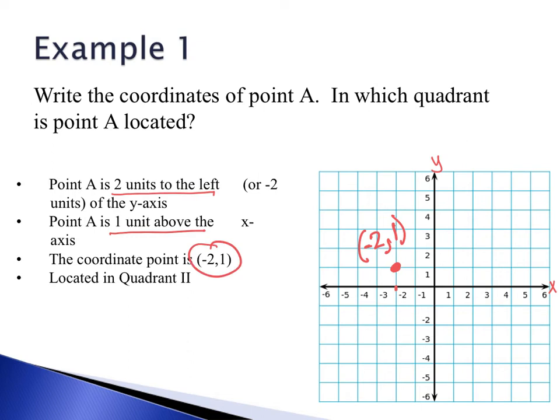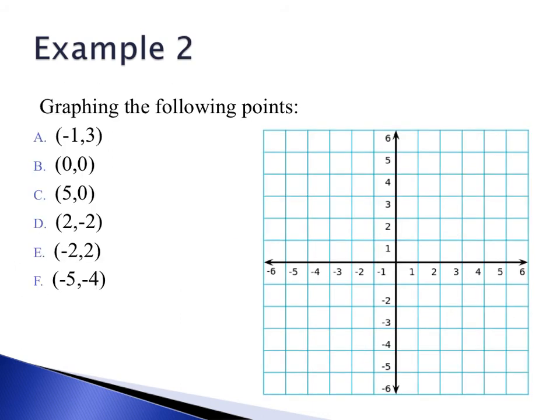And again, if we look at the quadrants, remember that this is quadrant 1, this is quadrant 2, quadrant 3, and quadrant 4. My coordinate point is located in quadrant 2. And you will need to know which quadrant is which.